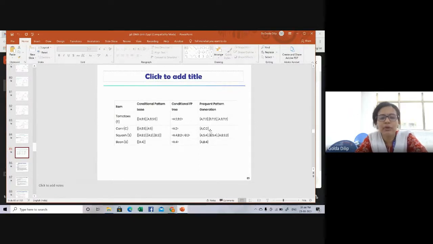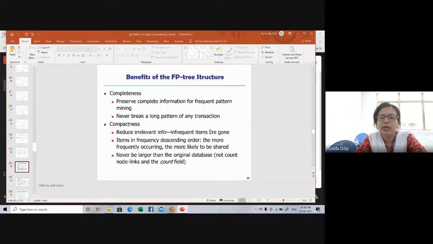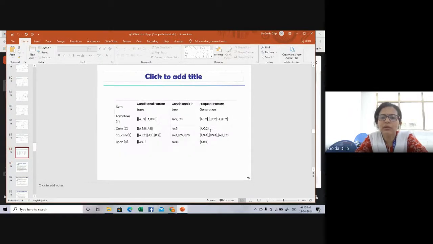Similarly, you prepare for squash and beans, and you generate the frequent patterns. So this is how the frequent patterns are getting generated. What is the outcome of this? You're having these frequent patterns. What frequent pattern? This is a 2-item frequent pattern set.